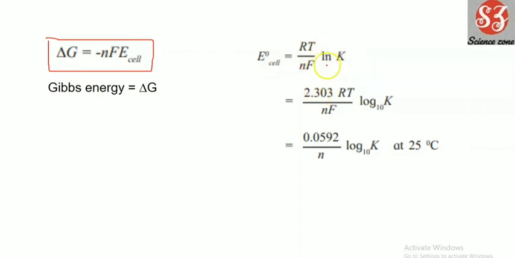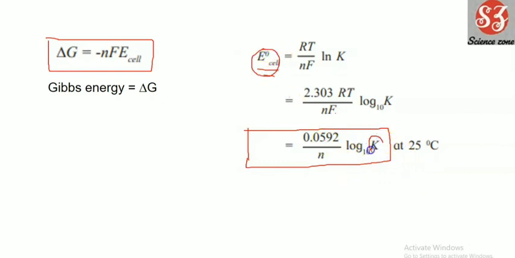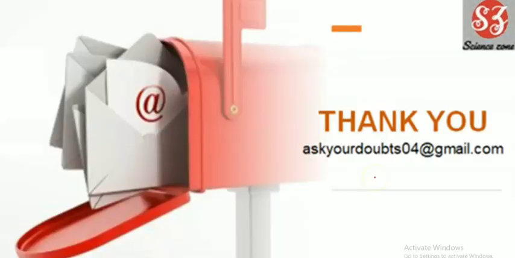Now you need to remove the ln, so multiply it by 2.303, and you know the value of R, you know the value of T, you know the value of F which is given here. So just substitute those values here and you will get that E0 of cell is also equal to 0.0592 upon n, that is moles of electrons, into log to the base 10 of K. So if they ask you the relationship between E0 of cell and the equilibrium constant, this is the formula. In exams sometimes they provide you with E0 of cell and ask you to determine the equilibrium constant, so you can use this formula at 25 degrees Celsius. So this is the second important formula, E0 of cell in relationship to the equilibrium constant.